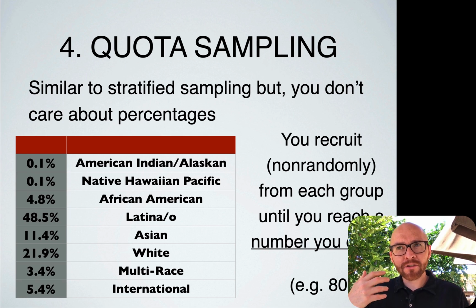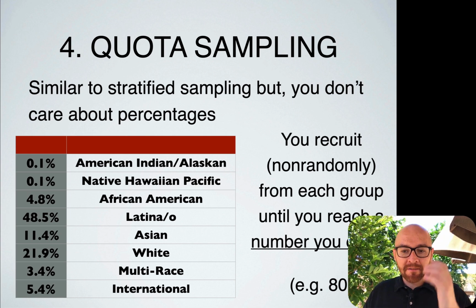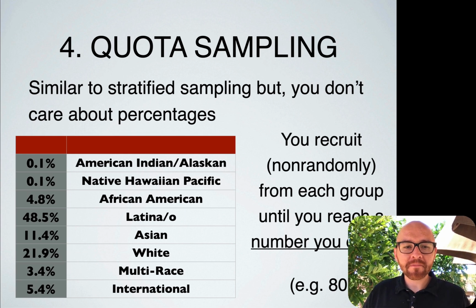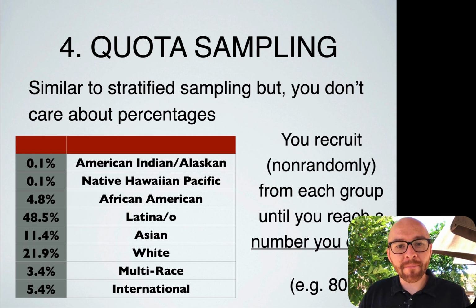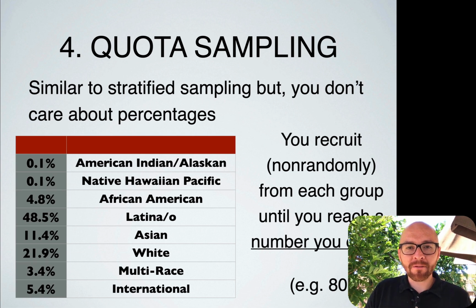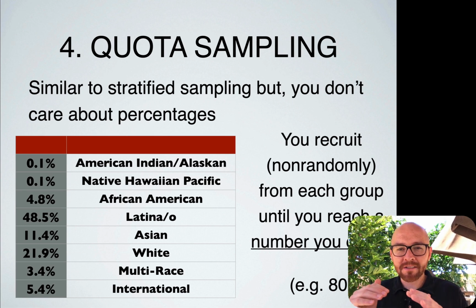Instead, I choose a number. Now, this might be a number because of the statistical analysis, but it's kind of arbitrary, other than you need enough to run that stats analysis. But you choose that number, let's say 80. Here I put 80. And now you keep recruiting people in a non-random way until you get to 80 per group. So you would have 80 American Indian Alaskan students, 80 Native Hawaiian Pacific Islander students, 80 African American students, 80 Latino students, 80 Asian students, and so on, right? So this would be quota sampling. It's similar to that previous approach, except you're just setting an arbitrary number you're aiming for, and you're not using random sampling.